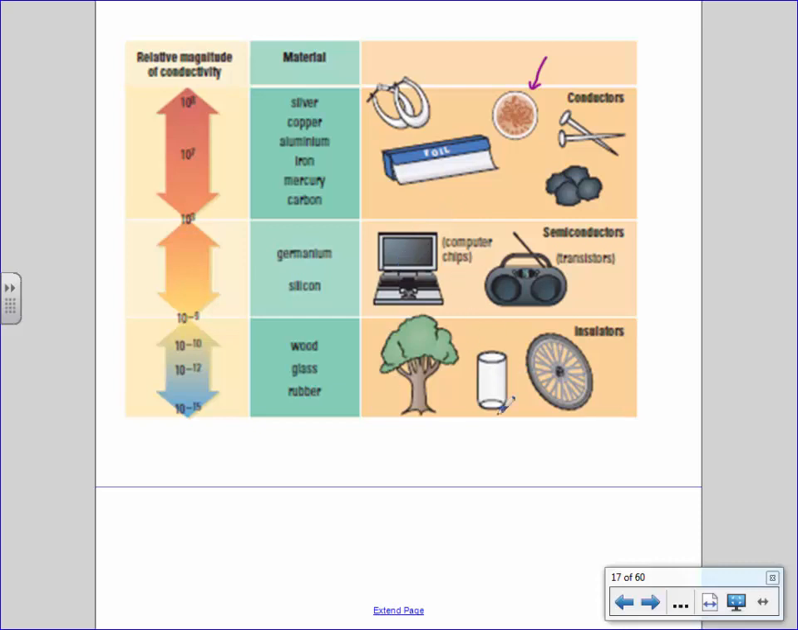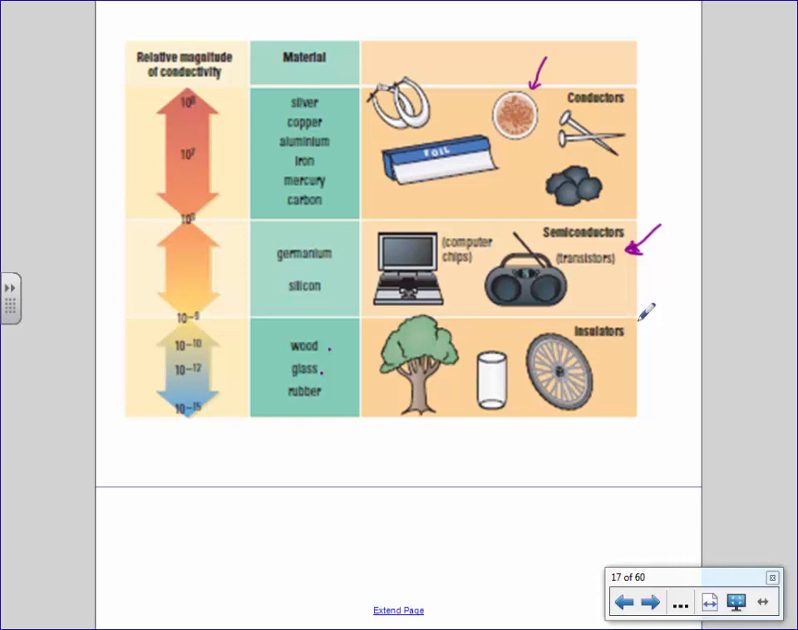Here are some examples of things down here that don't conduct electricity: wood, glass, and rubber. And so we usually use these to protect ourselves and insulate us. But there are some things in the middle that are known as semiconductors, where sometimes they conduct, sometimes they don't. And we use these in our electrical devices because sometimes we would really like to be able to take our devices and turn them off. Does that make sense?